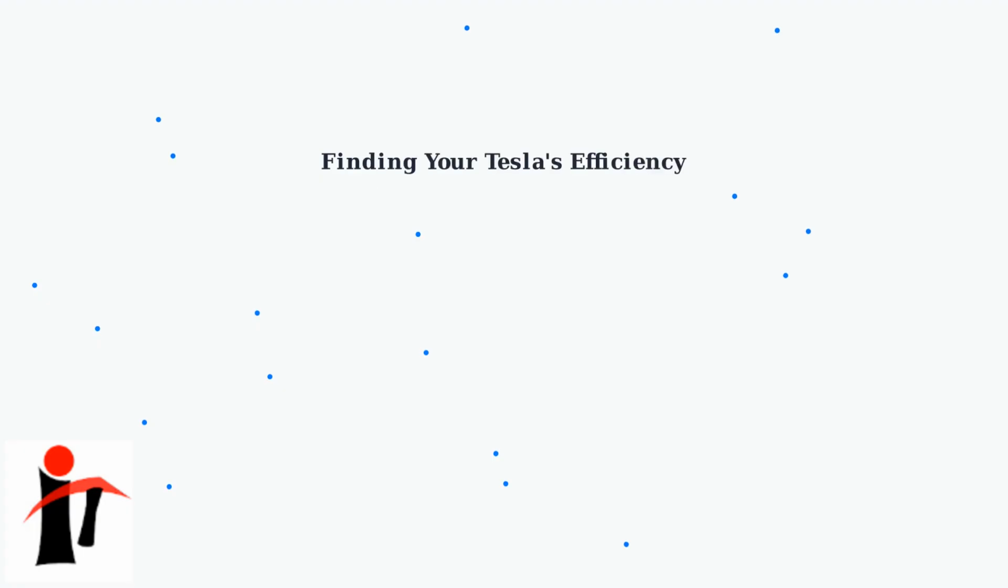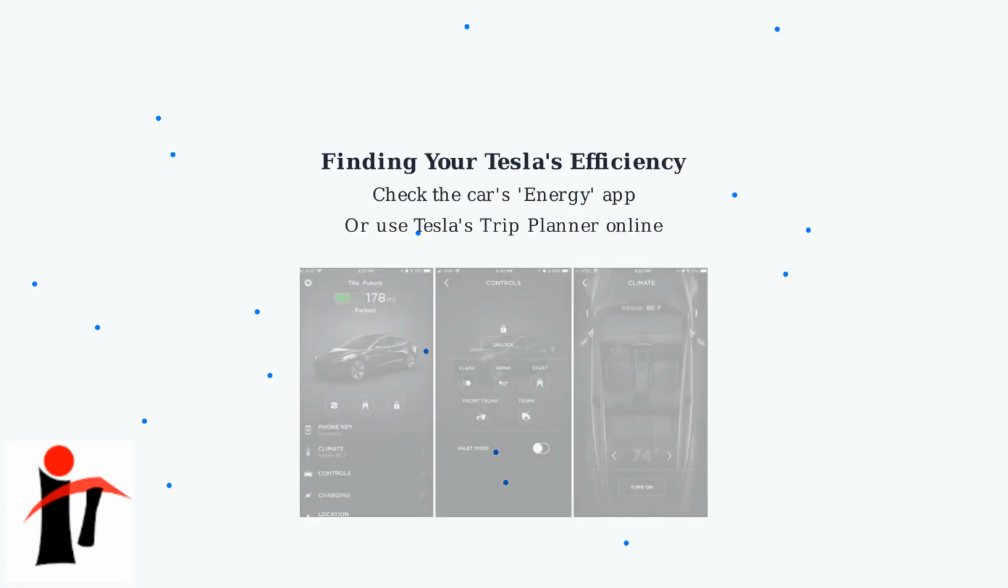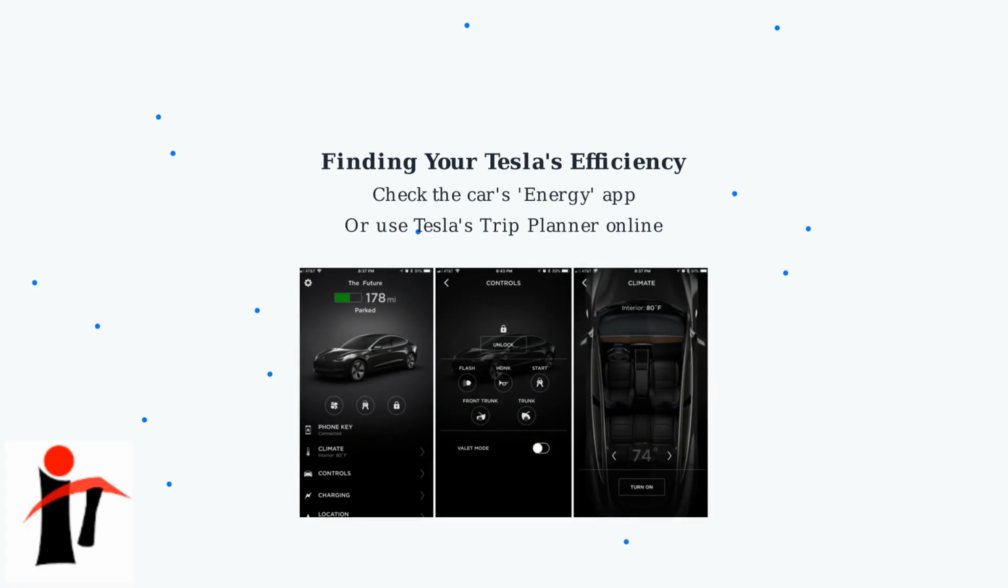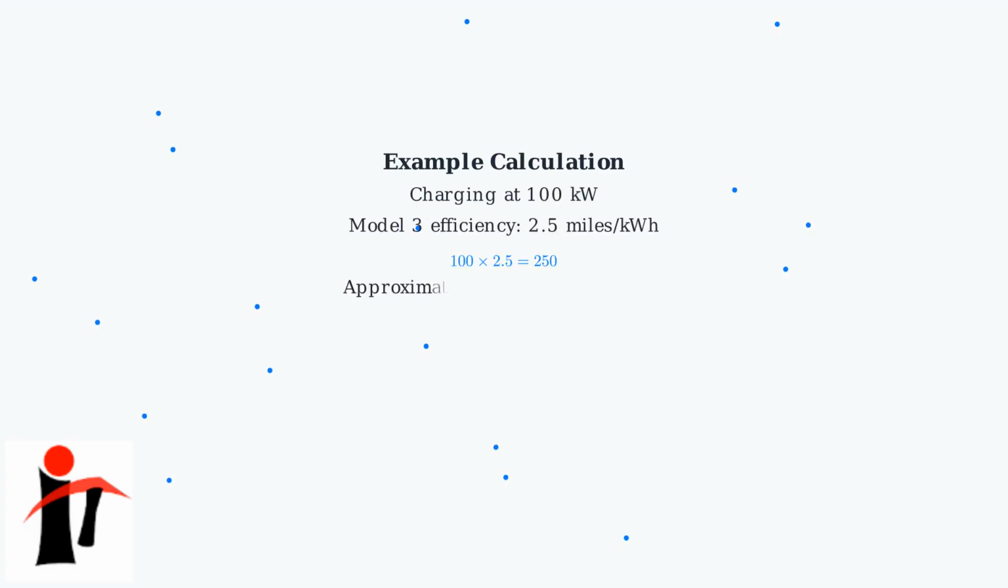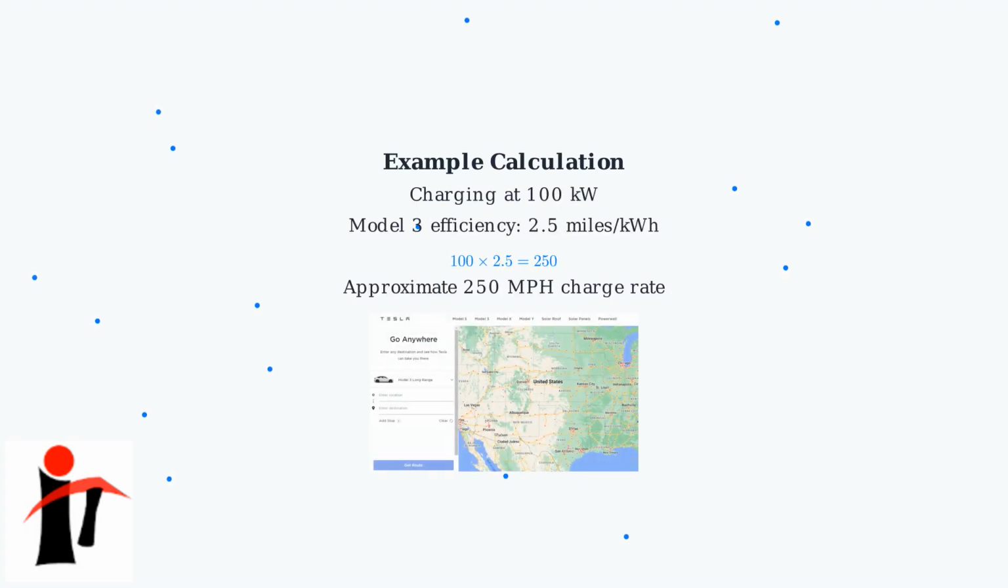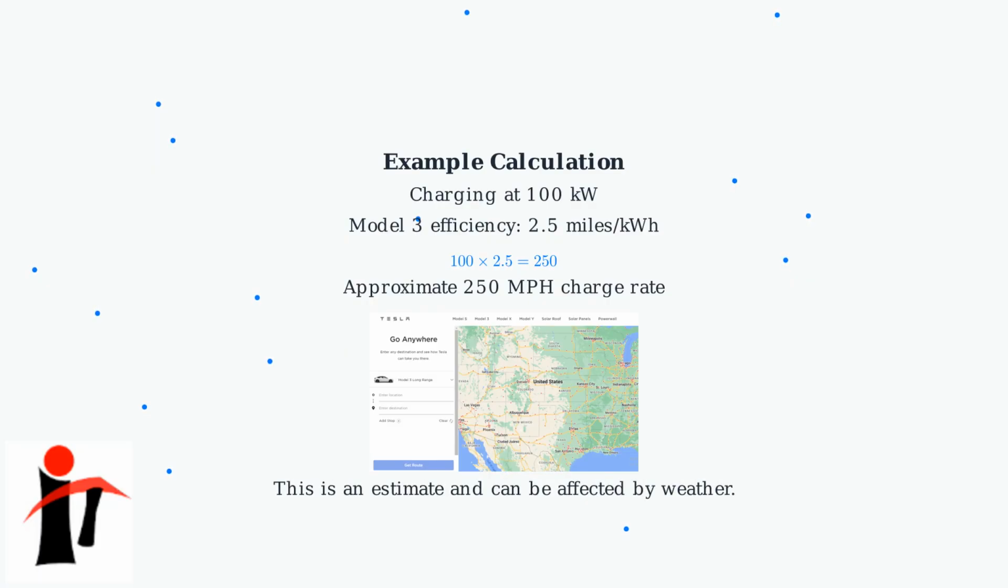You can find your Tesla's efficiency in the car's Energy app or by using Tesla's Trip Planner online tool. For example, if you're charging at 100 kilowatts and your Model 3 has an efficiency of 2.5 miles per kilowatt-hour, the calculation is 100 times 2.5 equals 250, giving you an approximate 250 miles per hour charge rate. Keep in mind this is an estimate and can be affected by factors like weather conditions.